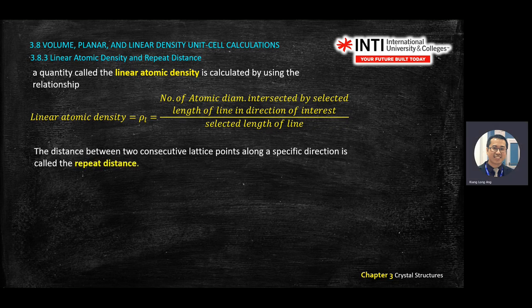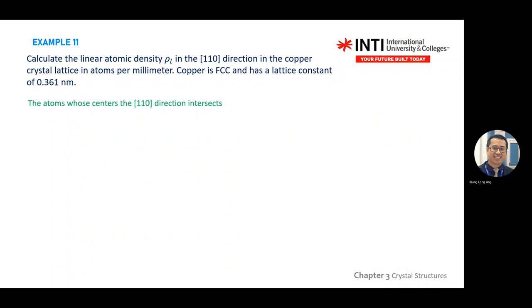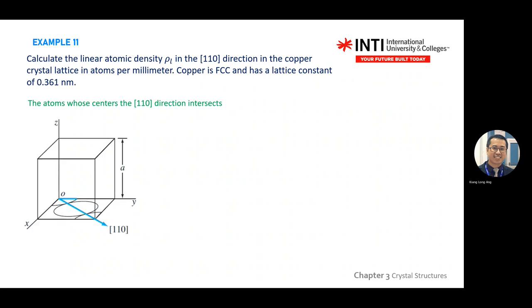So this one, linear means it's a vector. You draw that vector and then you count how many atoms are inside that vector. For example, now you know the bracket, right? Bracket means direction. So again, copper, FCC again. You are given a direction of 110. It means X moves 1, Y moves 1, Z remains. You go from here to here, here to here, in an FCC.